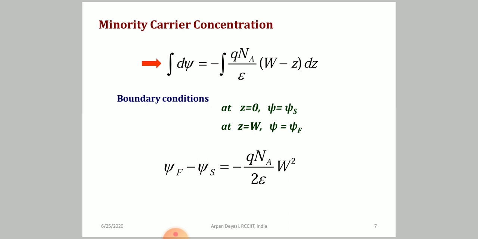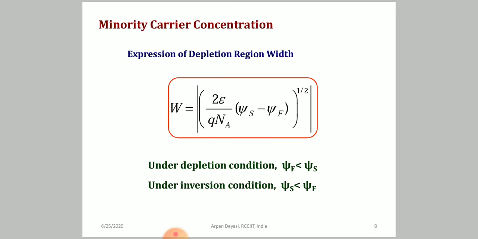Now there is a trick. I am calculating for depletion. So for depletion, naturally Fermi is greater than surface, so W looks negative. That means I have to take the mod, otherwise you can't make a length negative. So W equals (2 epsilon by QNA times mod of psi f minus psi s) to the power half. A simple calculation, but once you go for numerical analysis or some data-based calculations of a mathematical problem, please be cautious, you have to take the mod, otherwise you can't get the actual answer.